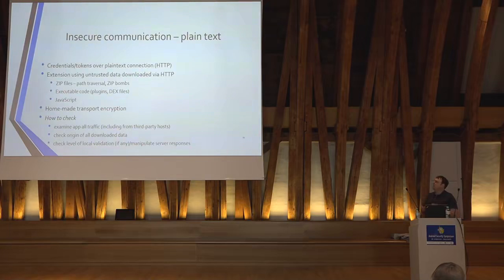Also JavaScript in any sort of hybrid application that has web views and is downloading JavaScript via HTTP is potentially vulnerable. You might have homemade transport encryption with, I don't know, a hard-coded key or whatever. How to check for this? Examine all traffic, as I said. Check the origin of all downloaded data. If it's coming from something like a CDN, it might be HTTP only because either the CDN doesn't support HTTPS or they charge more for HTTPS, so that's why they used HTTP.